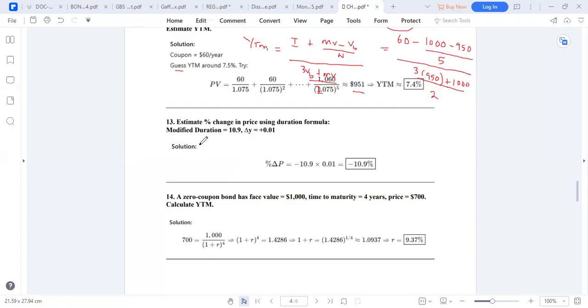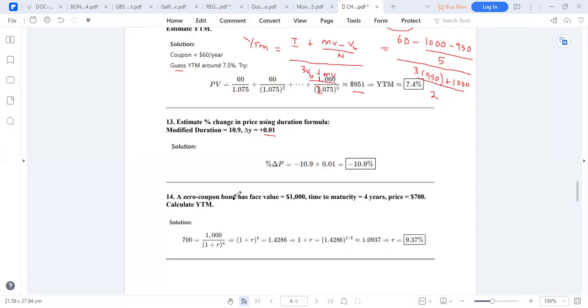In calculating this, we're simply multiplying the modified duration times our percentage change in the price. This will give us our estimated change in price using the duration formula. We multiply that, because negative is part of the formula, negative 10.9 times this increase of 0.1%. So our percentage change will be down by 10%.